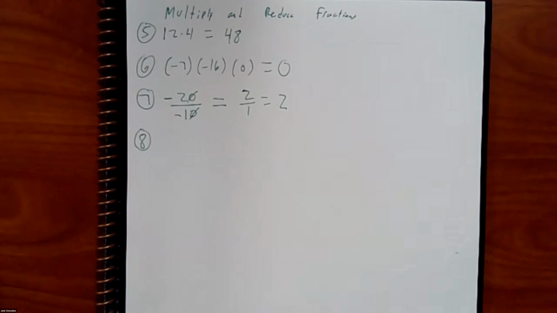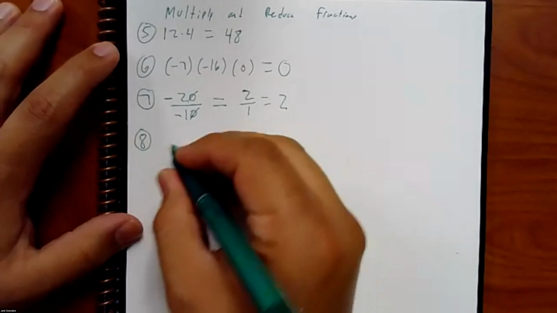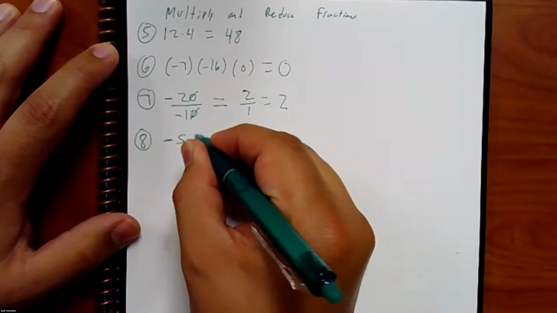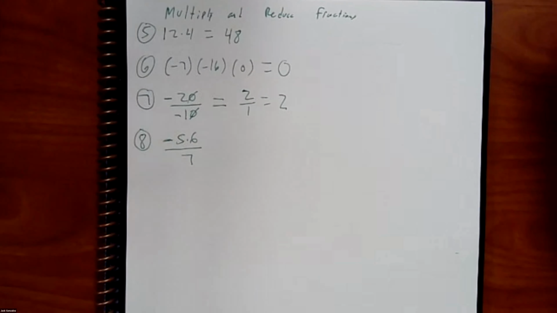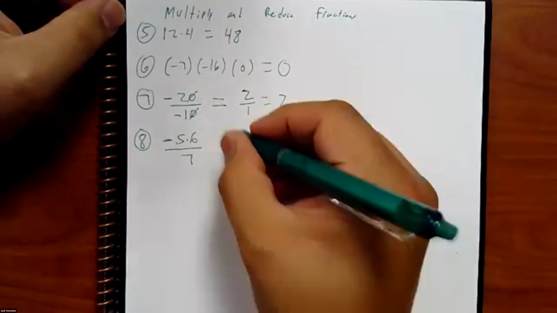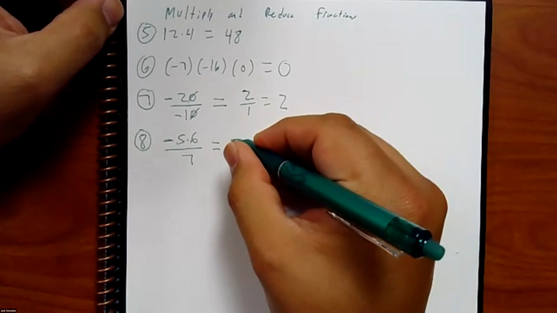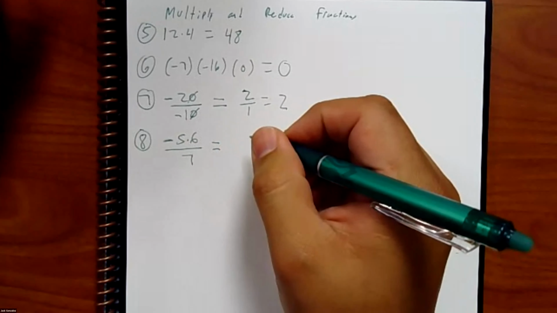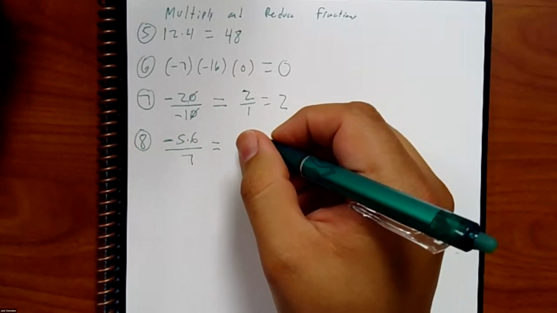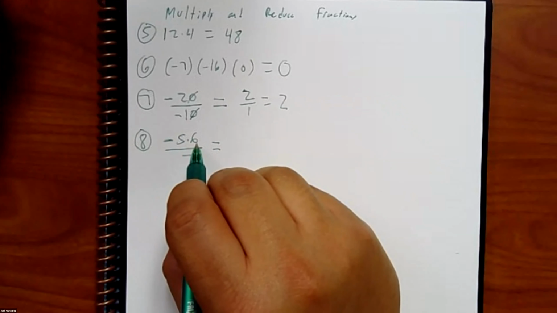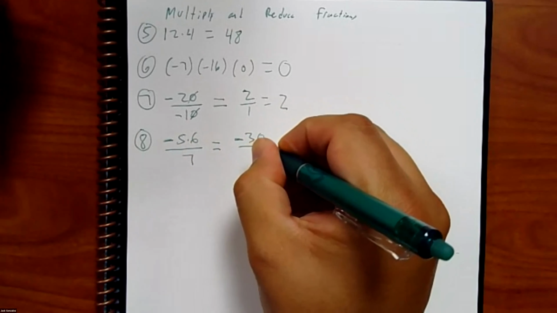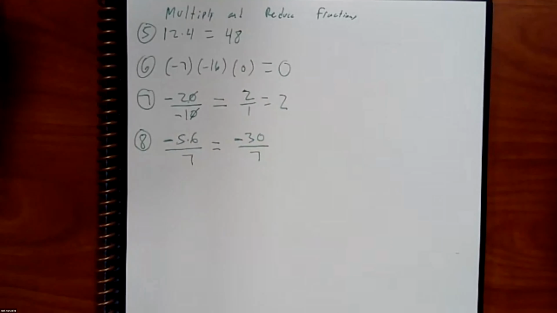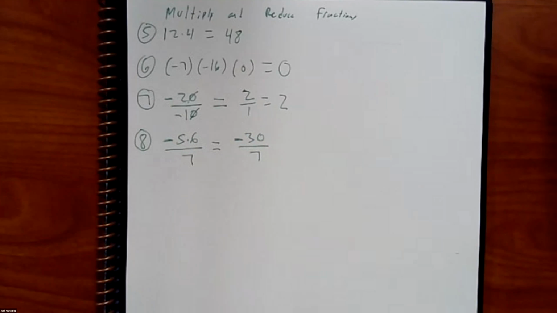All right. How about this one? -5 times 6, and then divided by 7. Will the negative be on top or bottom? We have -5 times 6. The whole thing's negative, so that top part is negative. Can we divide by 7? Does it go evenly?